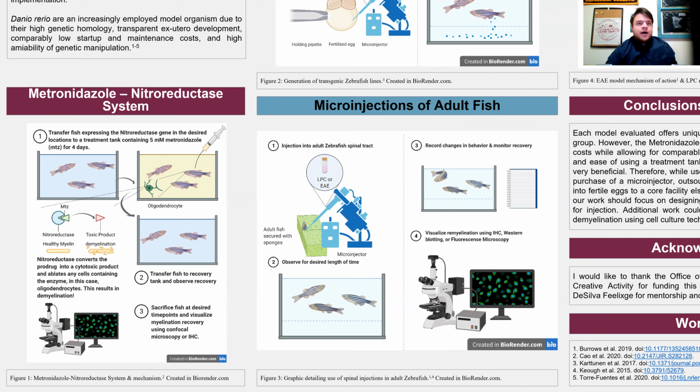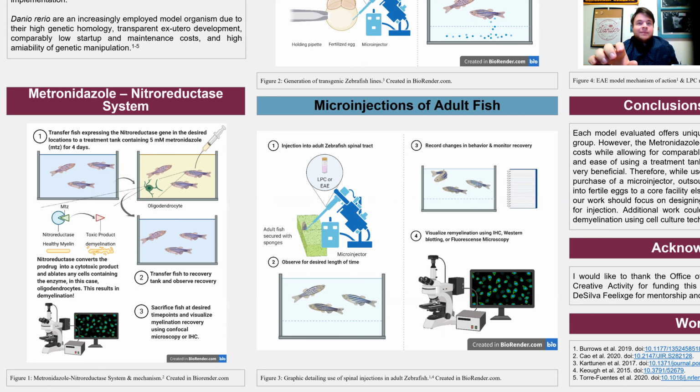So once this has happened, we'll put them in the tank for about 4 days at 5 millimolar concentration. We'll transfer them into a recovery tank and monitor their recovery based on behavior. And we can also monitor their recovery by sacrificing fish at desired time points to visualize how the myelin's responding across time using confocal microscopy or immunohistochemistry. And this can be a really powerful system because, again, we're specifically able to target the myelinating cells by placing the nitroreductase gene under control of the myelin-based protein promoter.